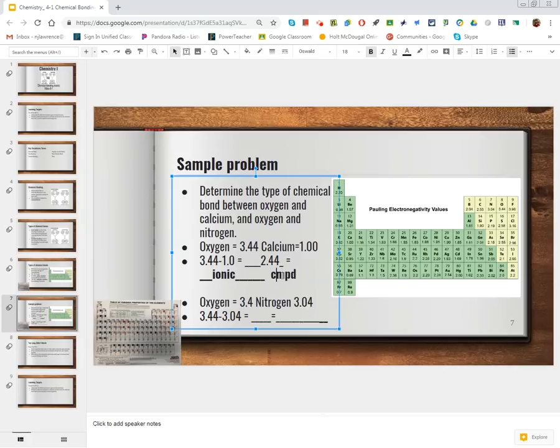Welcome back. All right, so again, here I just labeled this oxygen and calcium as a compound just to be more thorough. But down here, what should you have done? You should have taken the difference between oxygen and nitrogen in their electronegativity. You should have got oxygen's electronegativity at 3.44. That could have come from this chart, or it could have come from the periodic table I gave you on the back. Subtract, and you're going to get a difference of 0.40.